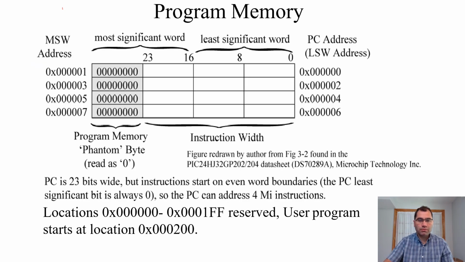This is a diagram from a microcontroller data sheet. As you can see here in PIC24, the instruction width is 24 bits. So it's from here to here. From here to here is 24 bits.